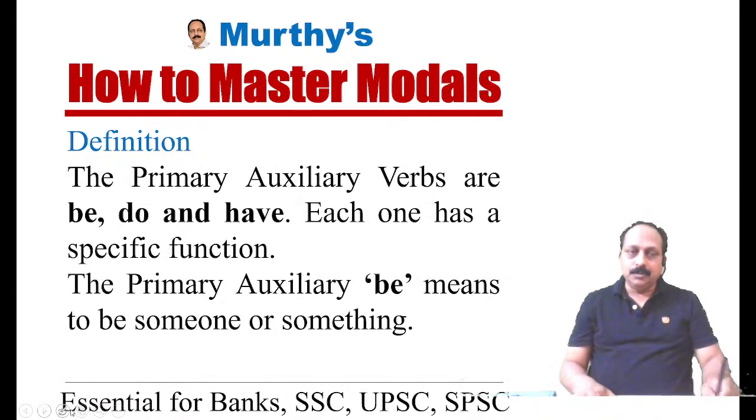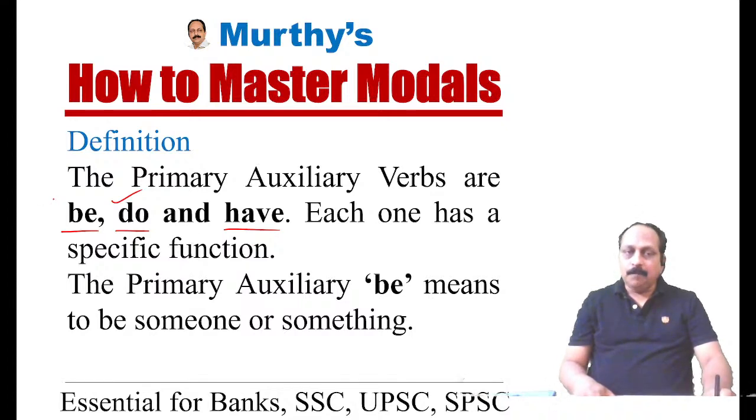Now let us go to the definition. Today I would like to provide the concept or the definition related to the primary auxiliary be. First, let us see what primary auxiliaries are. The primary auxiliary verbs are three in number. What are they? Be, do, and have. Many students know the second one. They're quite familiar, they can handle.